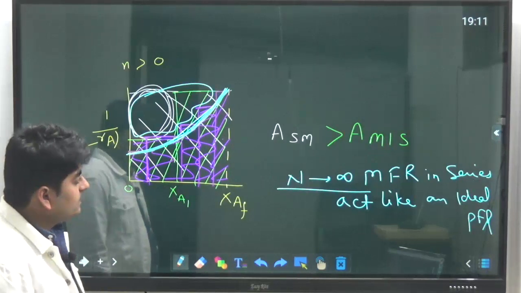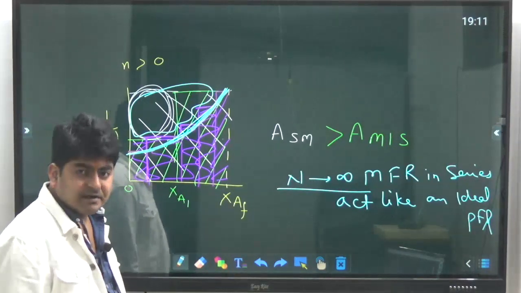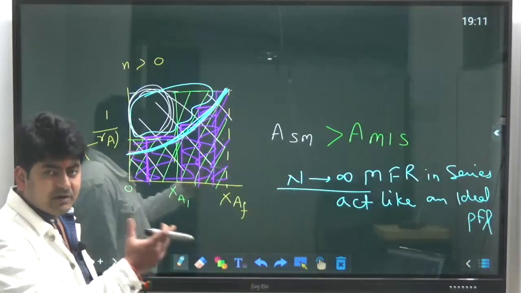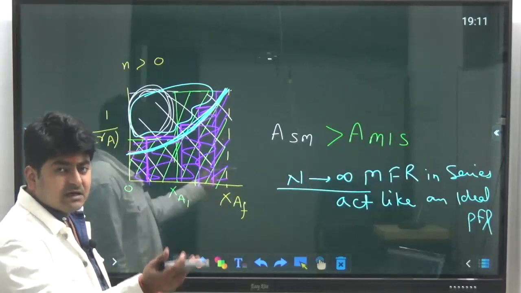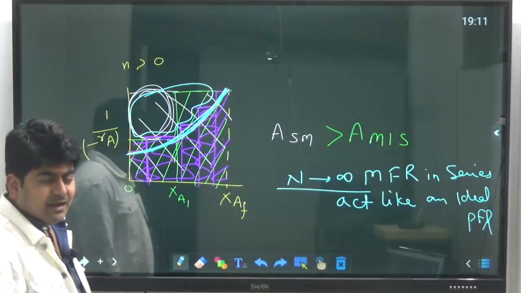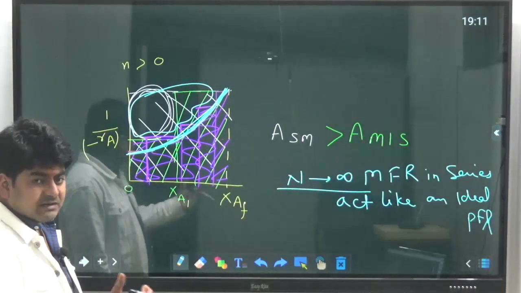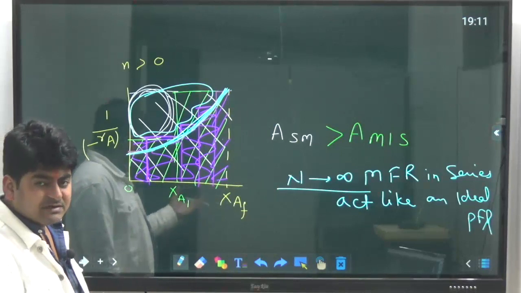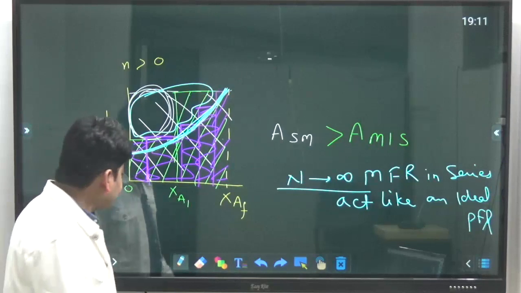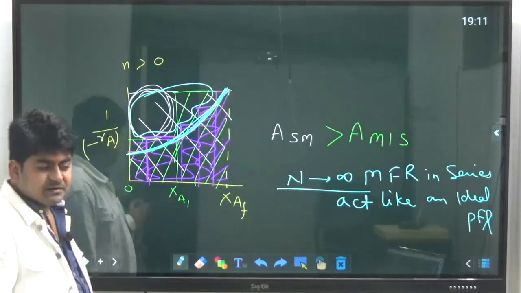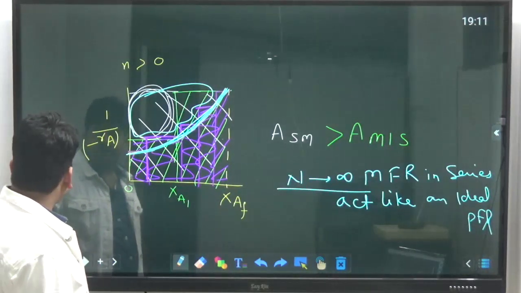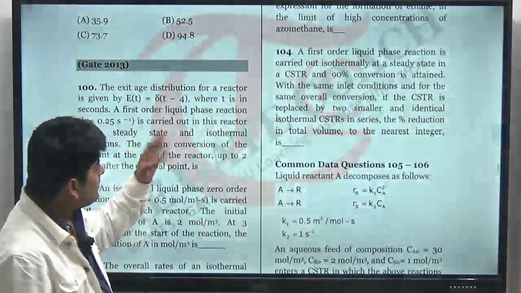So I hope this point is clear to all of you. So infinite MFRs in series act like an ideal PFR, and as the number of MFRs in series increases, the overall conversion increases for the same volume. And similarly, if the number of MFRs increases in series, then for the same overall volume, the conversion obtained will also increase as compared to a single MFR. Okay, I hope all these points are clear to all of you. Now, let's move on to the numerical.